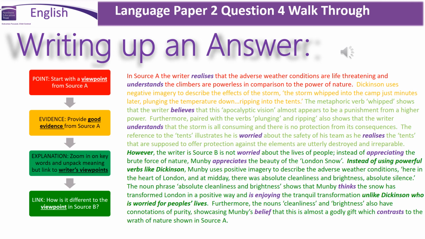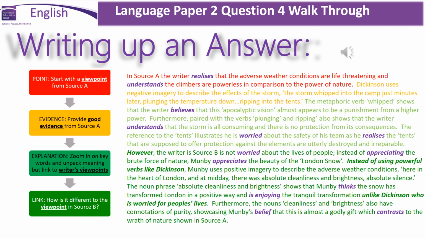Now the reason why I've started with that is because if you have a look at my explanation, one of the last things I've said about the writer in source A is that he is worried. So by referring to that in my link, I am showing the examiner I have got a clear difference. So the writer in source A is worried about the safety of his team. However, the writer in source B is not worried about the lives of people. Instead of appreciating the brute force of nature, Munby appreciates the beauty of the London snow.